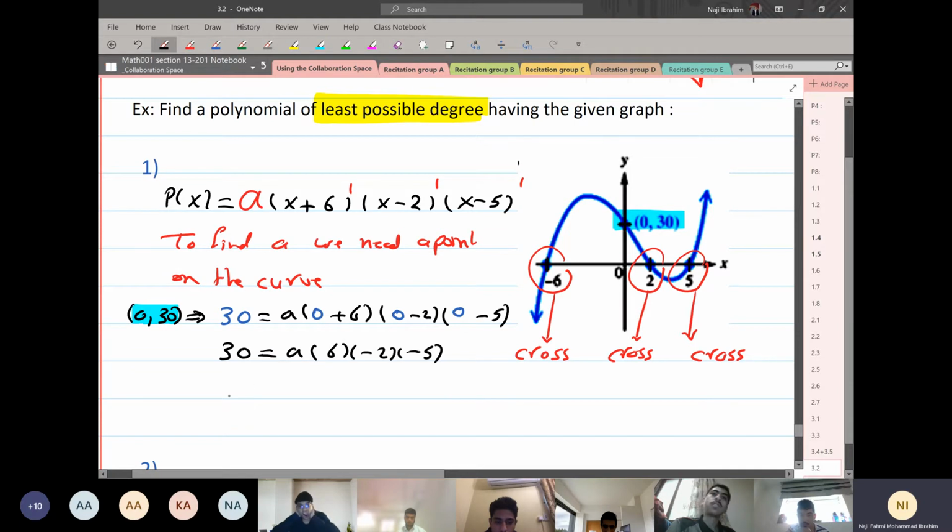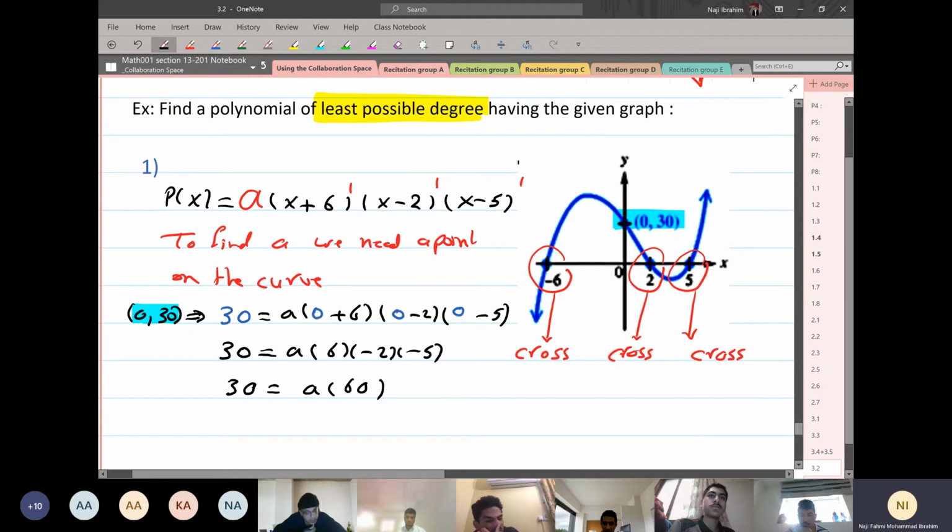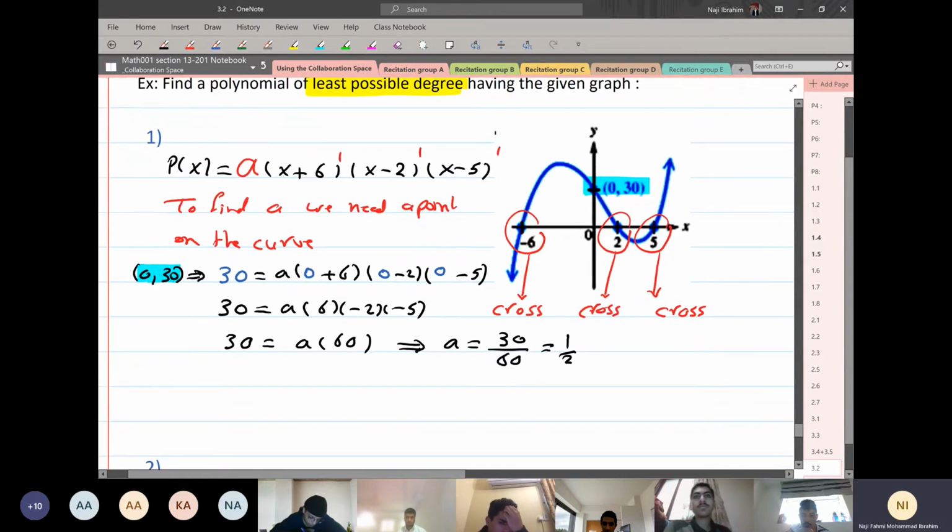If we multiply these, shabab, what do we get? Is it 60 or not? Now, how much is a then? Half. 30 over 60, which is half. So now we can write our polynomial one last time. So we say P of x is equal to what now? Half multiplied by these three brackets. And this is our polynomial.